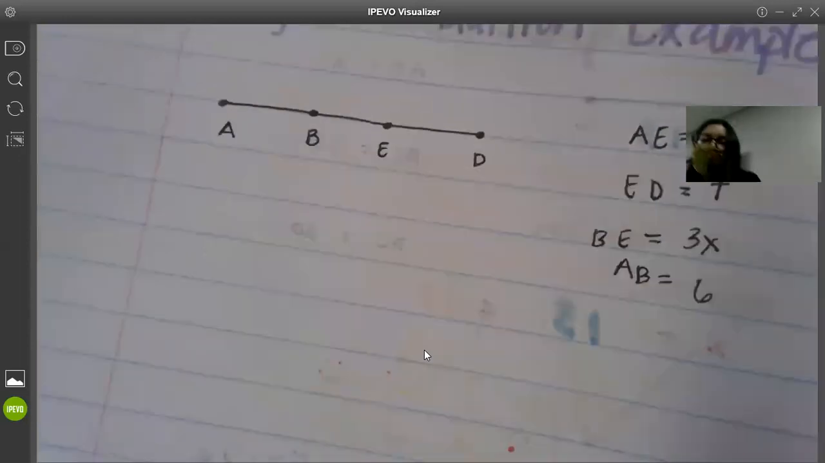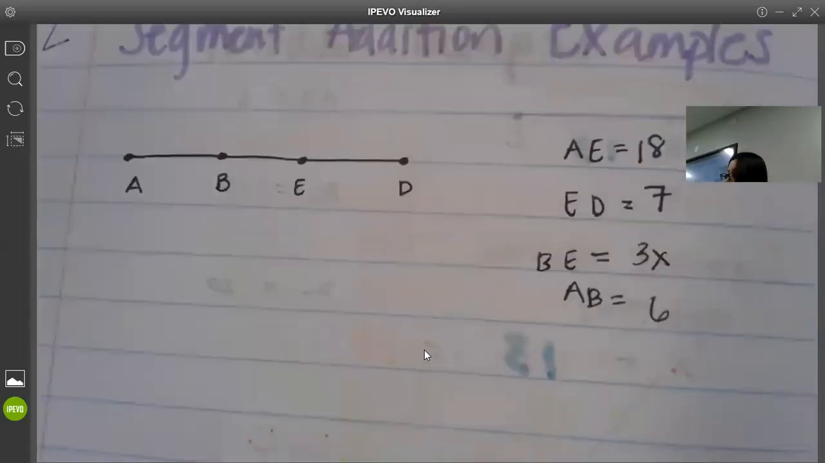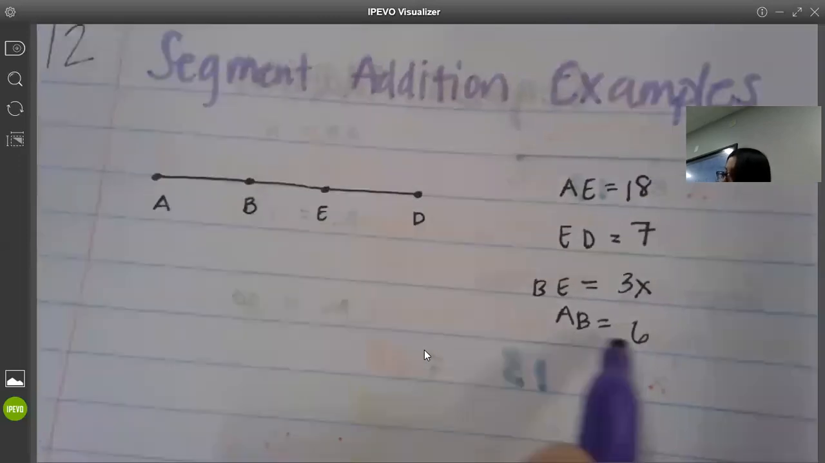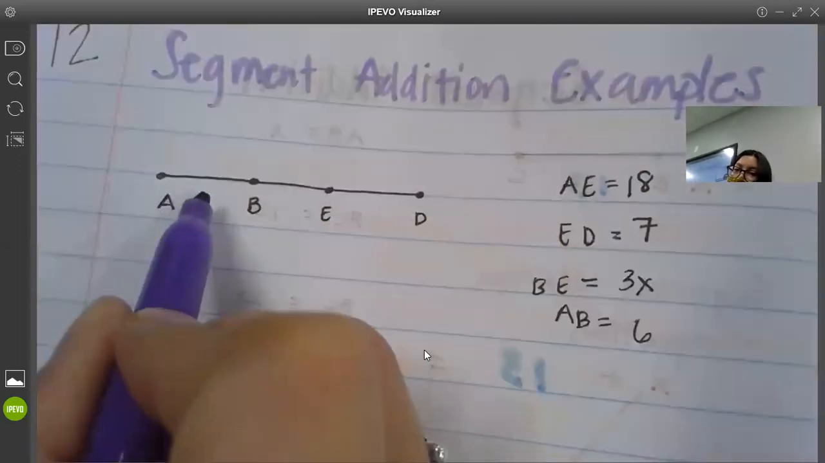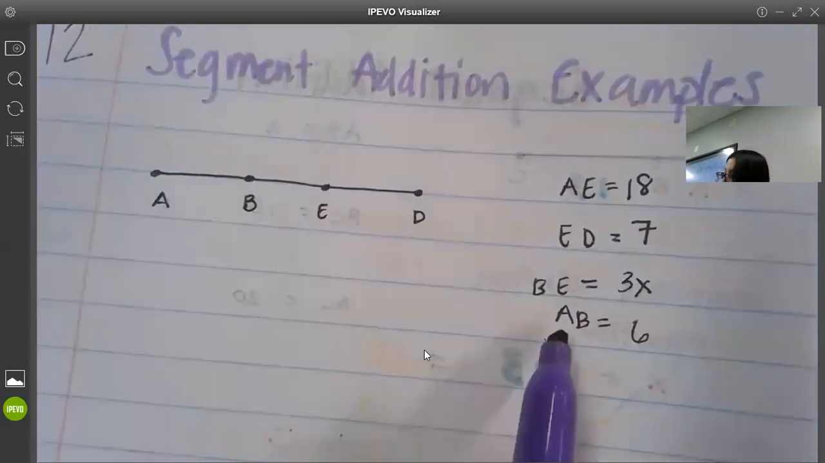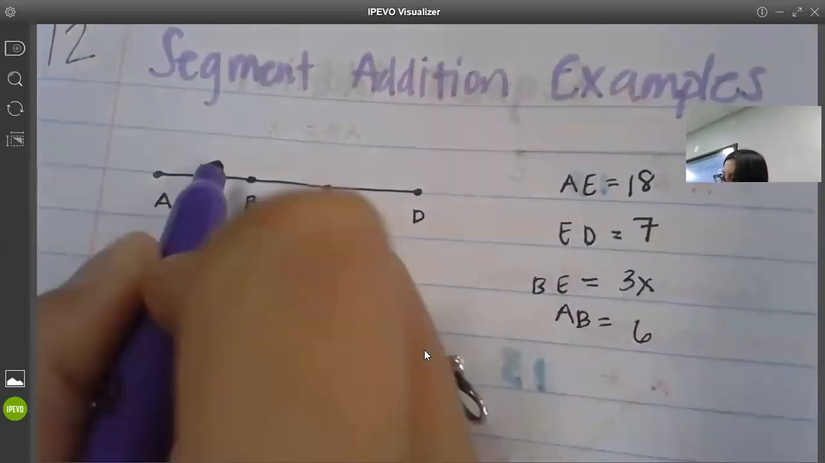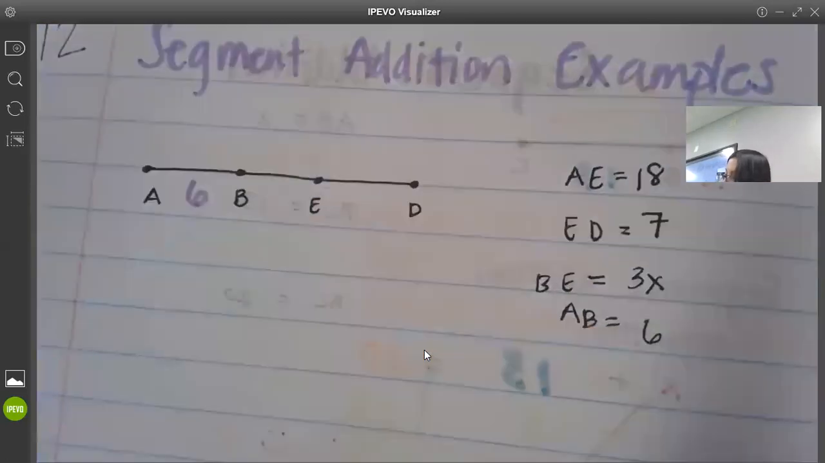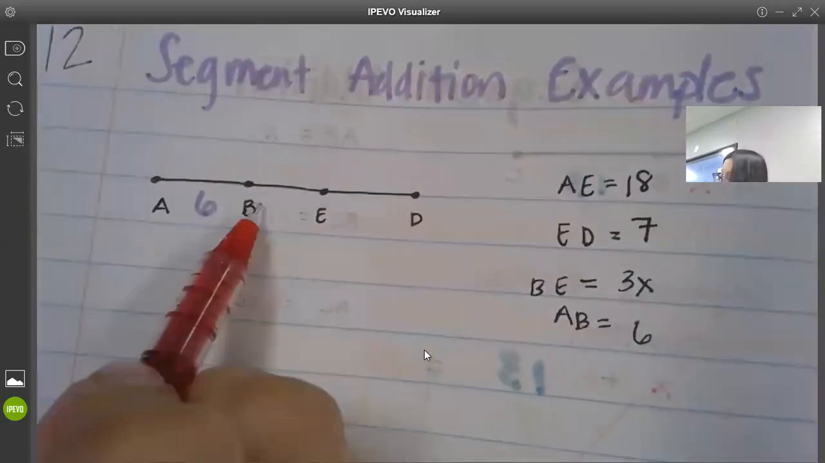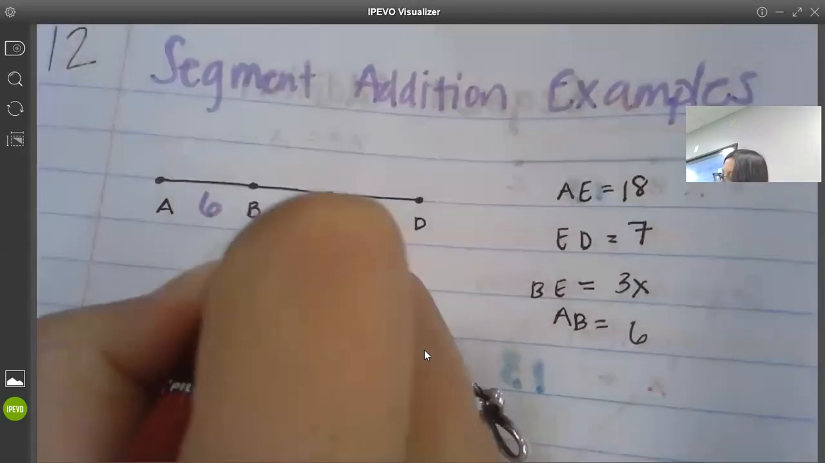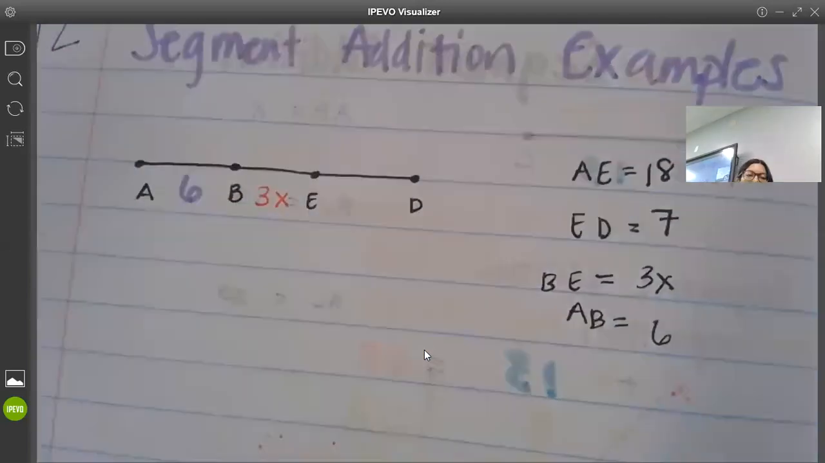Now, some people had this part correct, so let me help you out. A, B. That means from A to B. What do I put right here? From A to B, 16. Exactly. Then Linda, from B to E. 3X. Now, this is the part that some people had wrong.